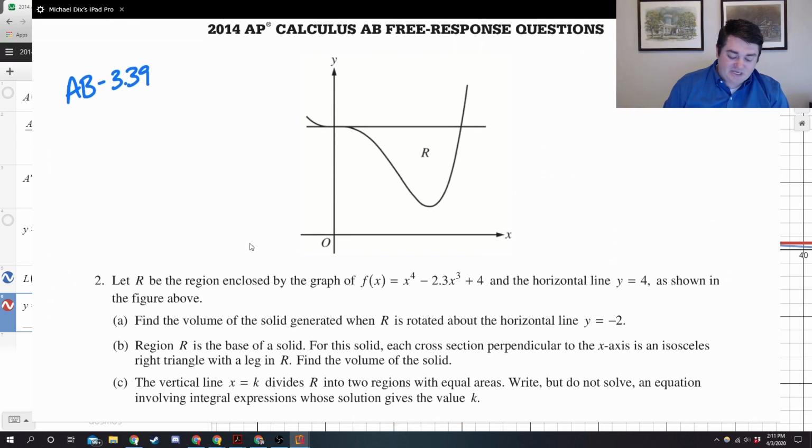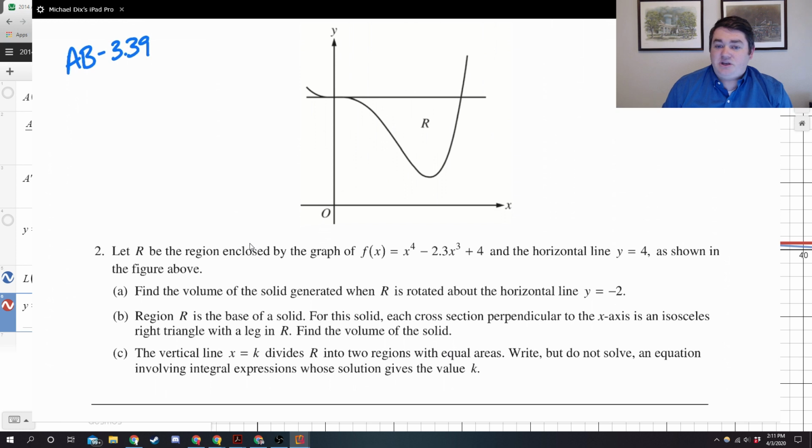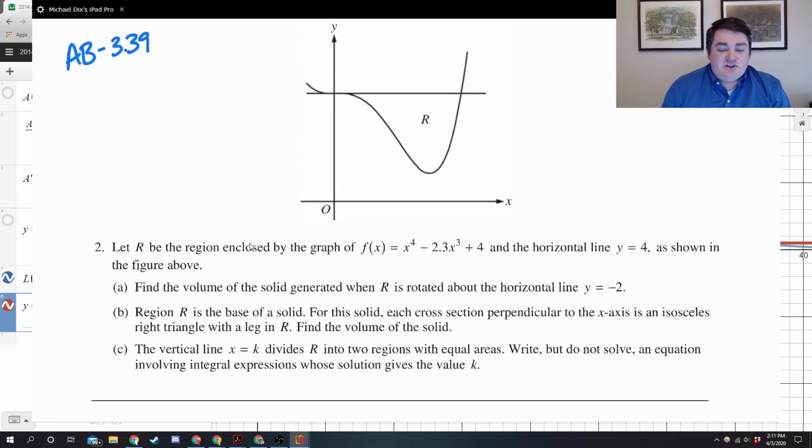Number 2, this was an AB only problem. The average score on this was 3.39 out of 9 points. It says, let R be the region enclosed by the graph of f of x equals x to the 4th minus 2.3x cubed plus 4, and the horizontal line y equals 4, as shown in the figure above.